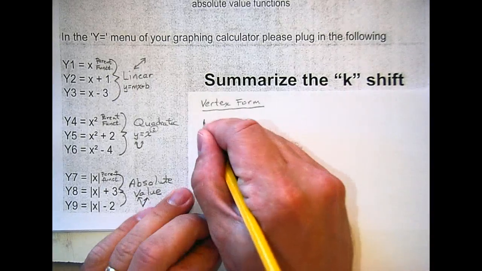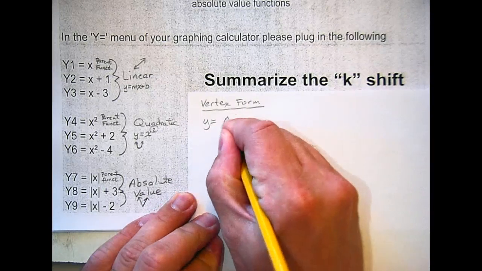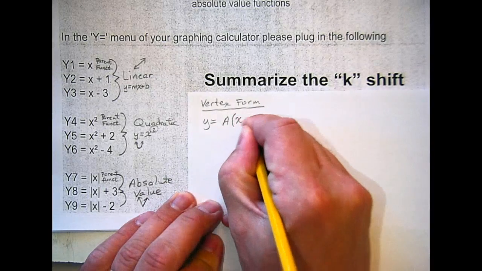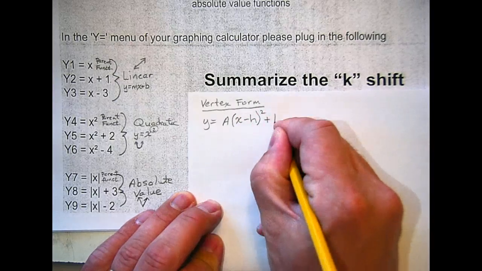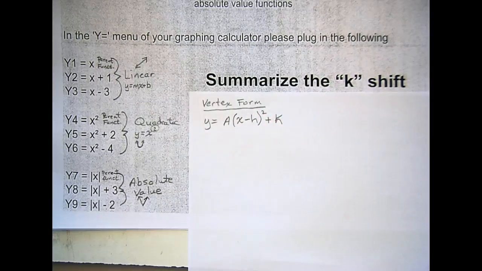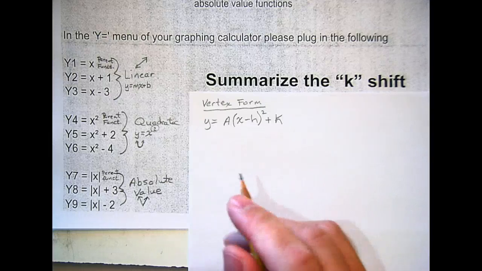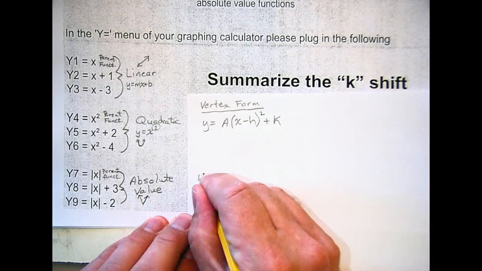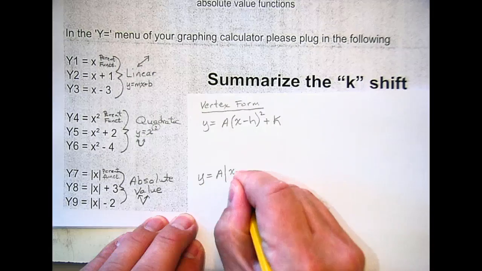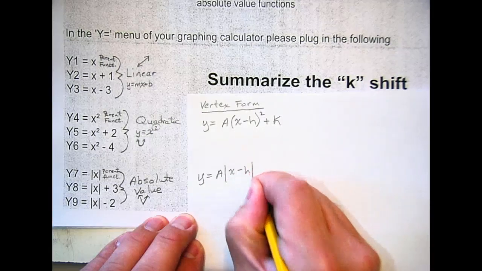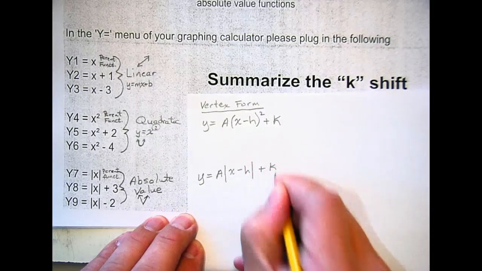Vertex form is y equals a times the quantity x minus h, quantity squared, plus k. You learned something like that, yeah. HK, yeah. Okay, vertex form for an absolute value is y equals a times the absolute value of x minus h plus k. Now notice they are very similar forms.